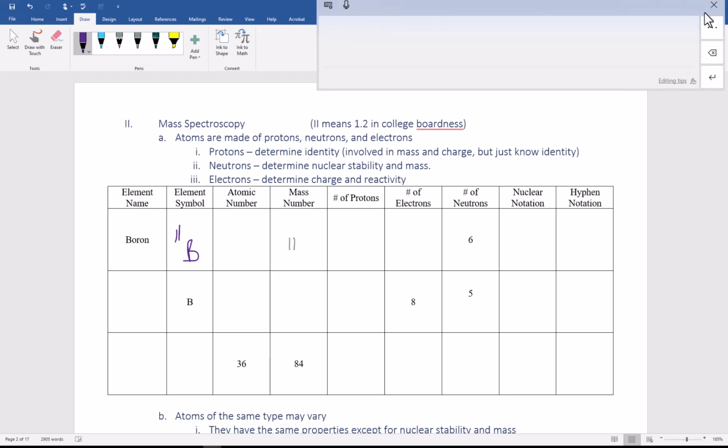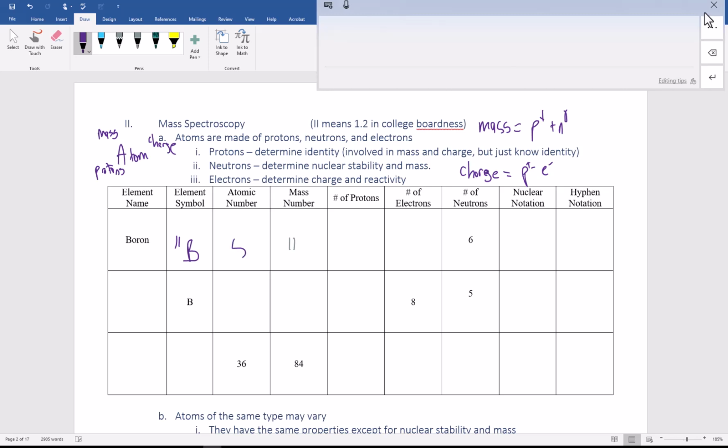So what we're going to look at here is the atom. Up on top is the mass. On the bottom is the protons. And over here is the charge. Okay. You need to know that mass equals protons plus neutrons. And you know that charge is protons minus electrons. Okay.